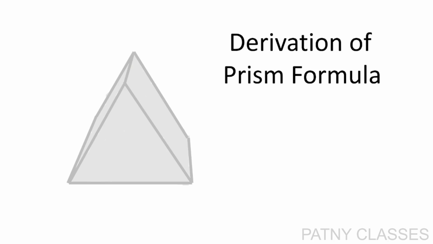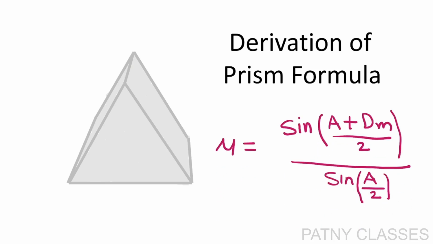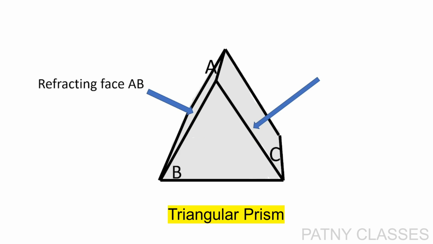In today's video, we are going to derive the prism formula. The prism formula is given by mu equals sin of (A plus Dm) upon 2, divided by sin of A by 2. Consider prism ABC, and now let us consider two faces of the prism, that is the refracting face AB and the second refracting face, that is AC. So AB and AC are refracting faces of this prism.